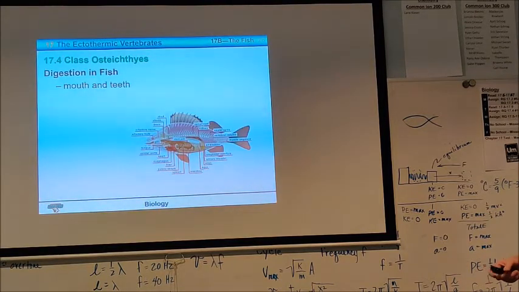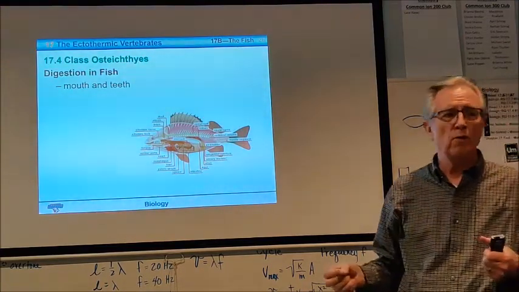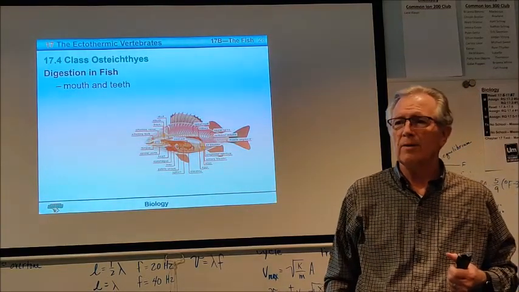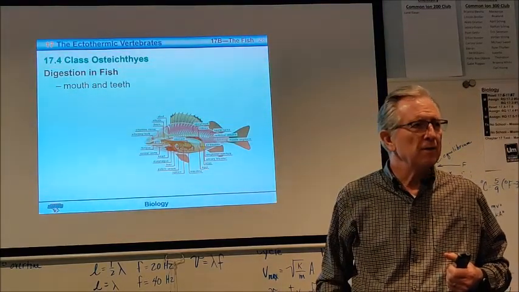As far as digestion, they kind of have the whole thing. They have a mouth, but they also have teeth. But what are the teeth for? What are the teeth in a fish's mouth for?